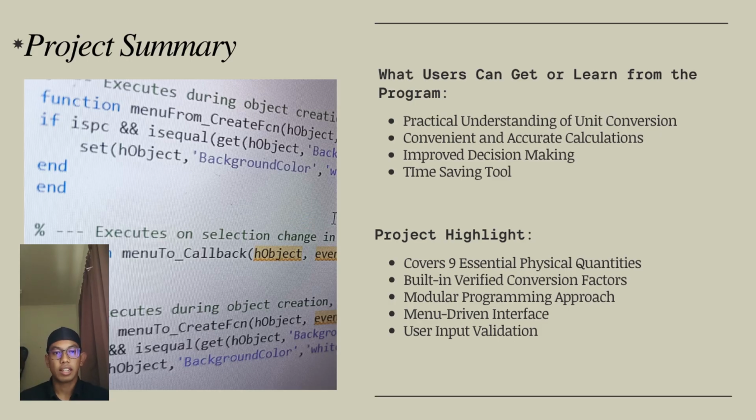Next, the project highlights. The first one is it covers 9 essential physical quantities. It includes unit conversion for length, mass, density, volume, force, temperature, energy, speed, and power, all commonly used in science and engineering. The second one is built-in verified conversion factors. This program uses accurate and standardized formulas to ensure correct results. The third one is a modular programming approach. Each conversion is handled by a separate function, making the code easier to understand, debug, and upgrade.